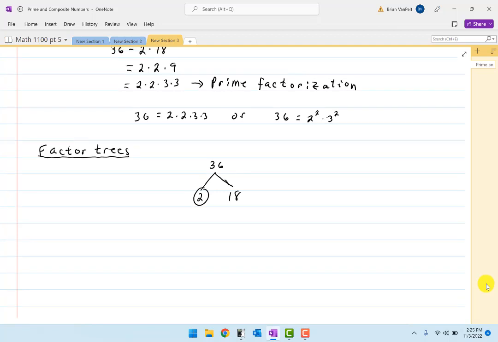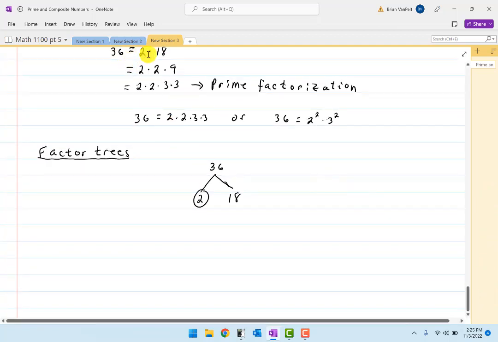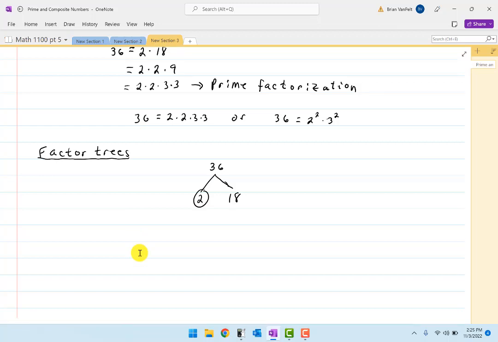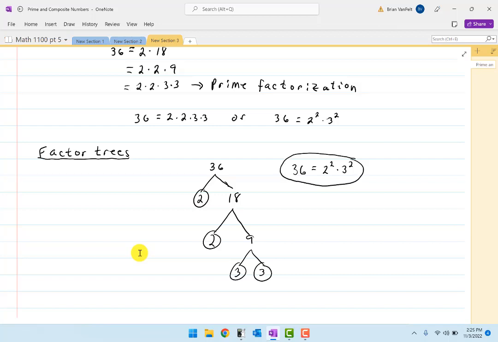So I'm going to pull this back down pretty much the way I did up here. I'm going to keep breaking down the part that can be broken down. So 18 also happens to be even, so I can break it down into 2 and 9. And then finally, 9 is odd, but also can be broken down into 3 times 3. So all those circled numbers are the prime numbers. The answer that they'll want you to give is something along these lines. That which is circled is the prime factorization. So let's do another example with more complicated numbers.